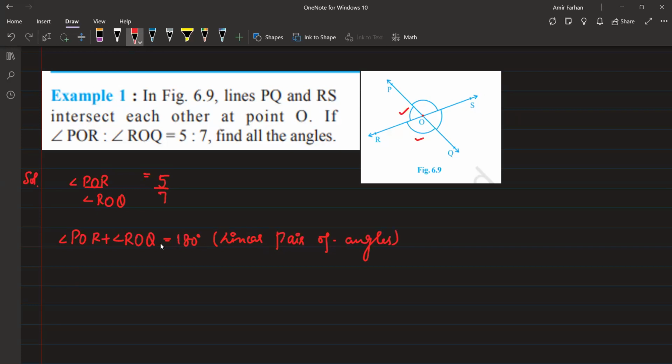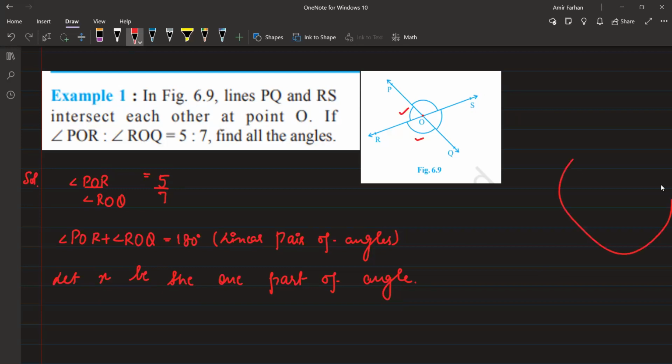So this is 180. So next thing is that, dear, whenever you have this kind of question, let x be the one part of the angle. So how many parts are given here? Two. I am saying that x be one part. So this is five parts of one angle.